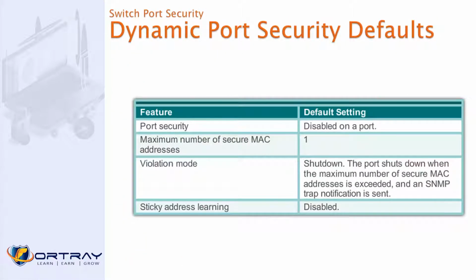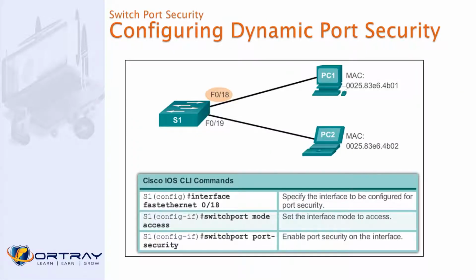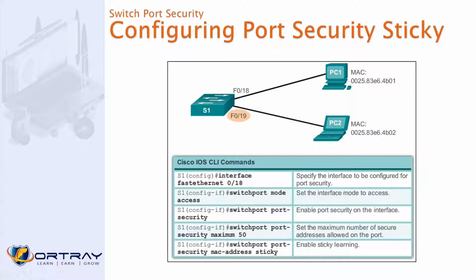So here you can see the default parameters in the port security table. By default, port security is not enabled on the port. If you enable it, the maximum number of secure MAC addresses is 1, and the violation mode is shutdown. Shutdown means the port shuts down when the maximum number of MAC addresses is reached and an SNMP trap is sent. So here you can see what we do: switchport mode access, switchport port-security.